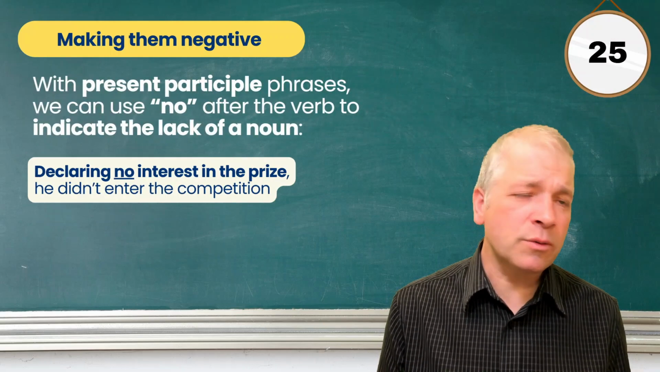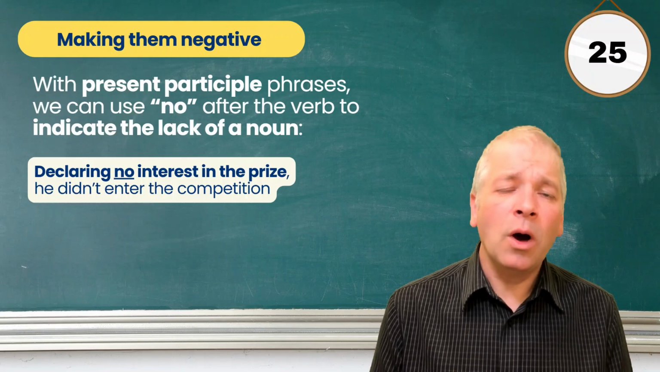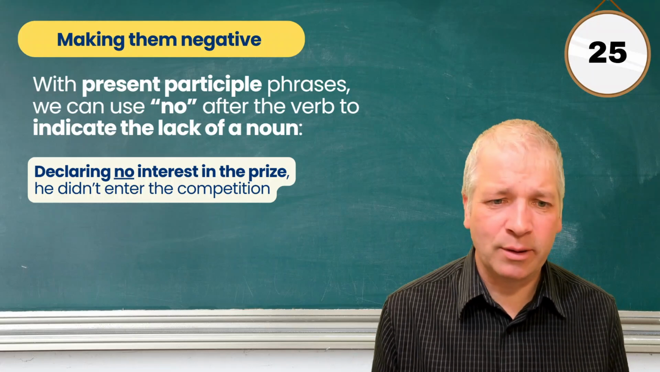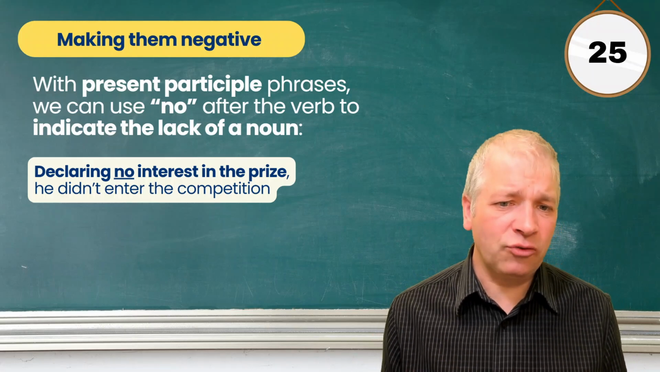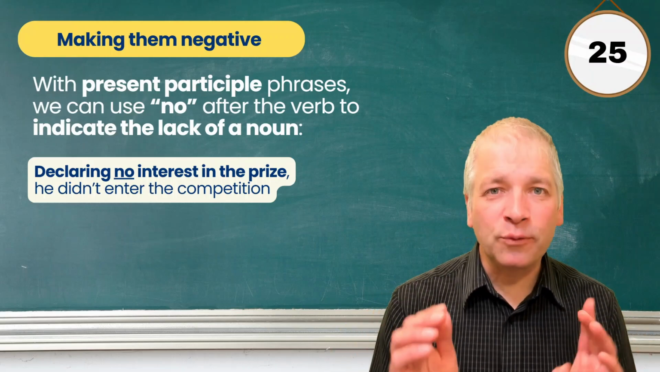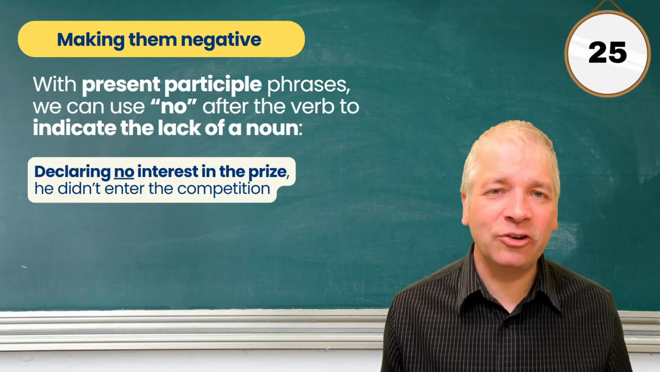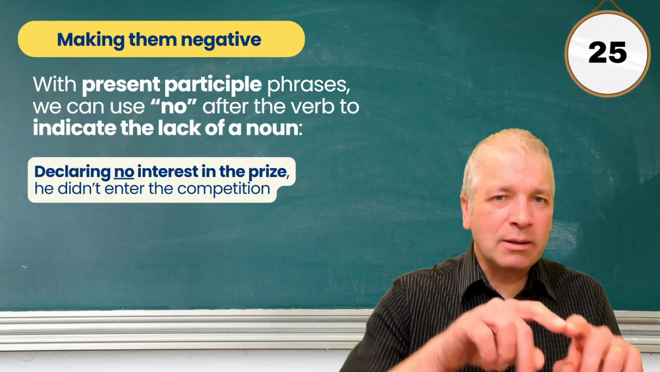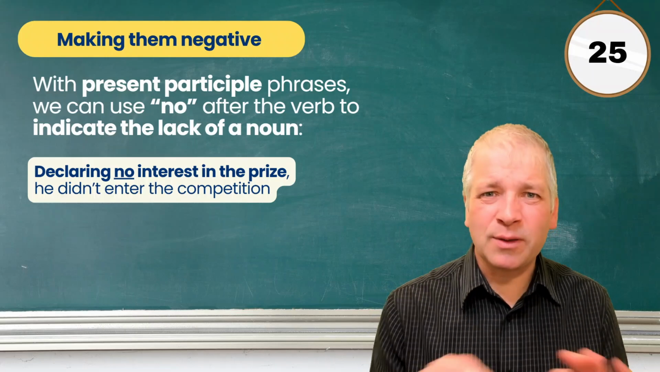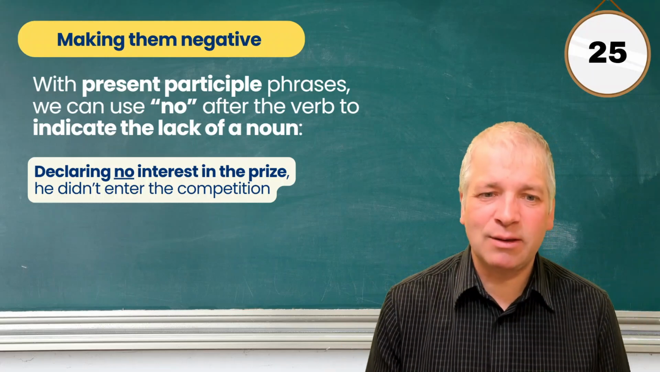Sometimes we could also use no. With present participle phrases, we could use no after the verb to indicate the lack of the noun coming afterwards. So declaring no interest in the prize. So here interest is a noun form. Declaring no interest in the prize, he didn't enter the competition. So no just isolates the noun and just refers to the noun afterwards. In other words, the noun is not there. There is no interest. The noun doesn't exist. Interest does not exist in this situation.